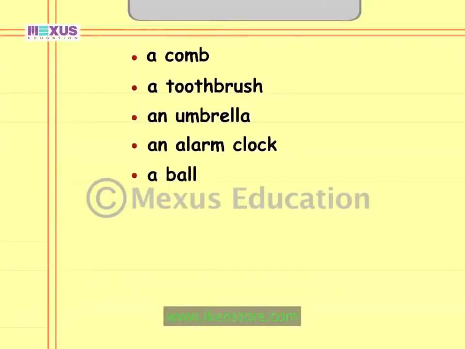Let's run through the list Zizi has made. A comb, a toothbrush, an umbrella, an alarm clock, a ball. Did you notice there are some words in this list that have the word a before them and some that have the word an before them? Do you know why? Let's find out.